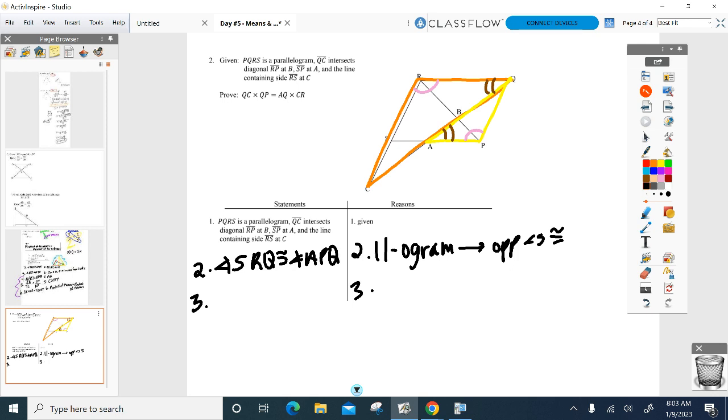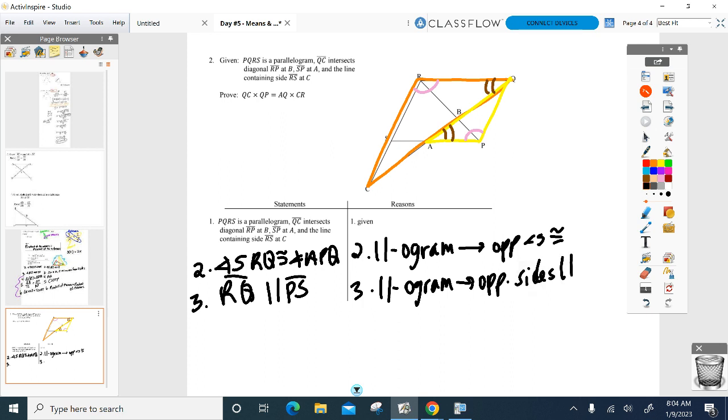Is it going to be RQ and SP? Is it going to be QP and RS? If you're confused, write both. Can't go wrong. In this case, with these two, it's going to be RQ with PS. But again, if you thought it was the other pair, write both down. You can't go wrong. Parallelogram implies opposite sides parallel. Now you can say the alternate interior angles are congruent. There you go.